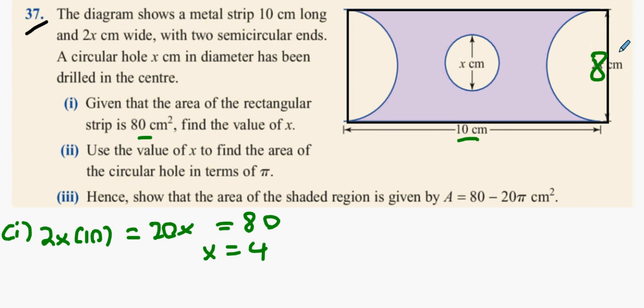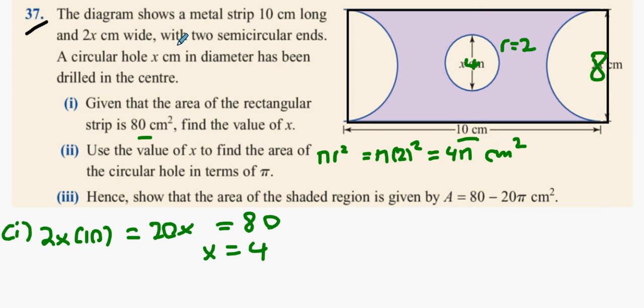Now, 8 for this side, yeah? Because it's 2x. And what's the diameter? 4. What's the radius of the small circle then? 2. Use the value of x to find the area of the circular hole. So what's the area of the circular hole? Pi r squared, which would be pi times 2 squared, which is 4 pi. Do you leave it as 4 pi? Centimeter squared. Thanks, Ryan. So you're the top dog. Right. Now, centimeter squared. Cool with that?